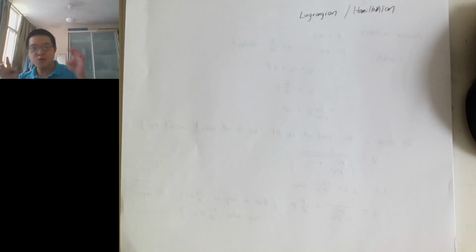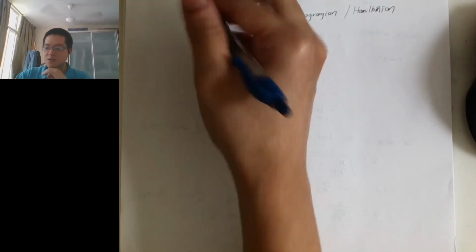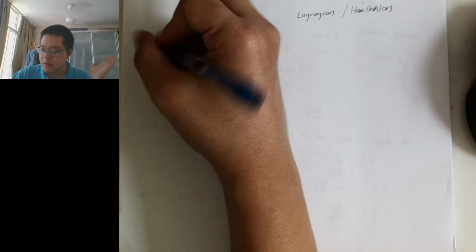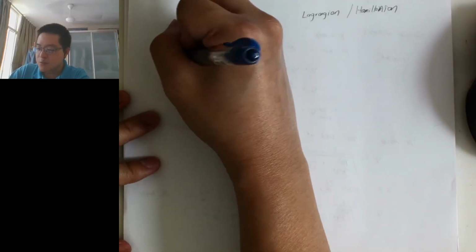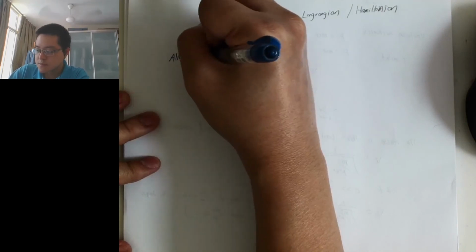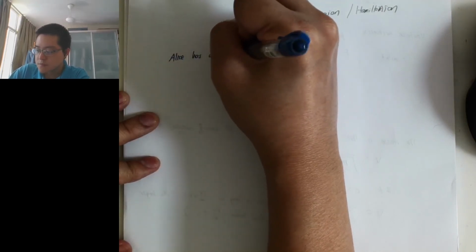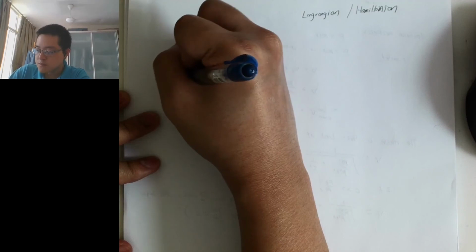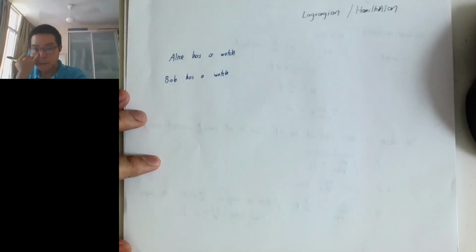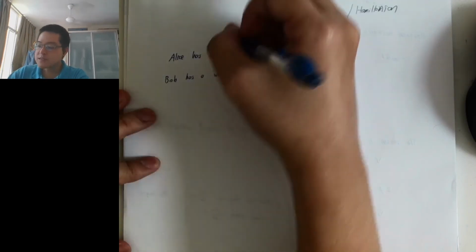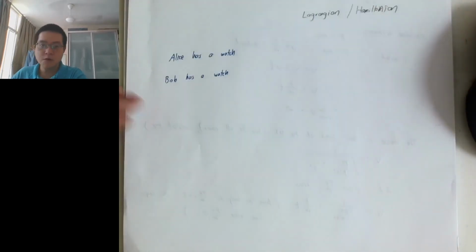Yes. So the twin paradox is a paradox that actually has a solution. So the idea is this, okay? Alice has a watch, and then Bob has a watch.